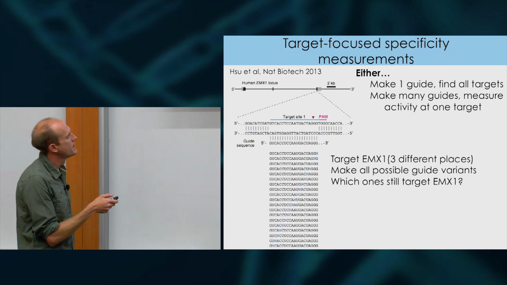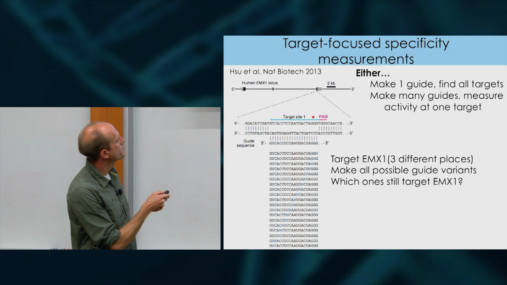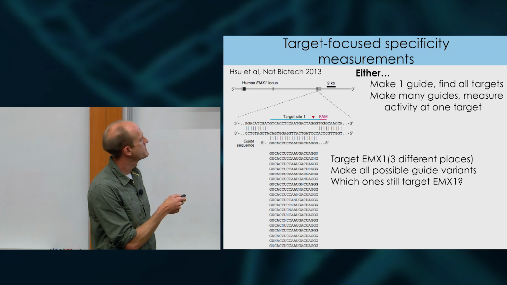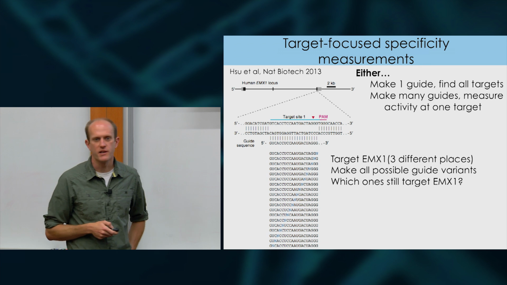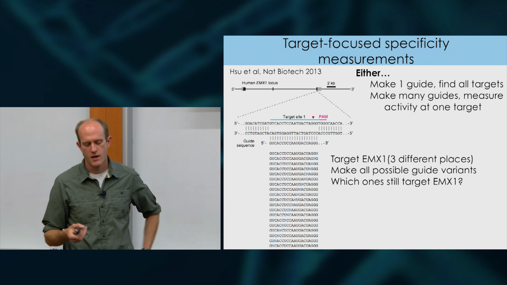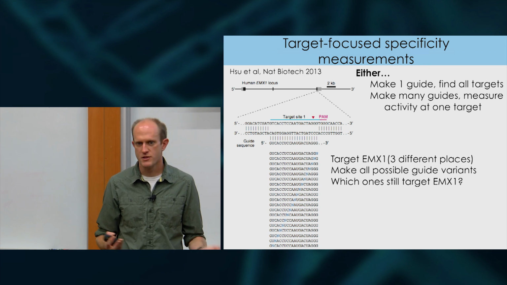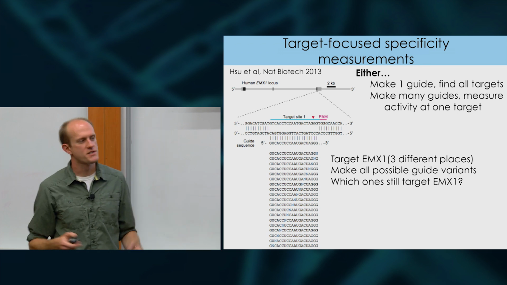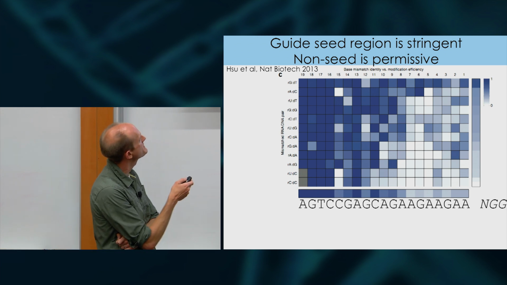In this case, they targeted EMX1 in 3 different places, and they just stepped through every single possible base at every single possible position. And they asked which ones still target EMX1. Okay? So the general idea is we've got one target. We're going to make all the possible variants of guides that target this one target and see which ones still work. And you end up with these beautiful maps that look like this.